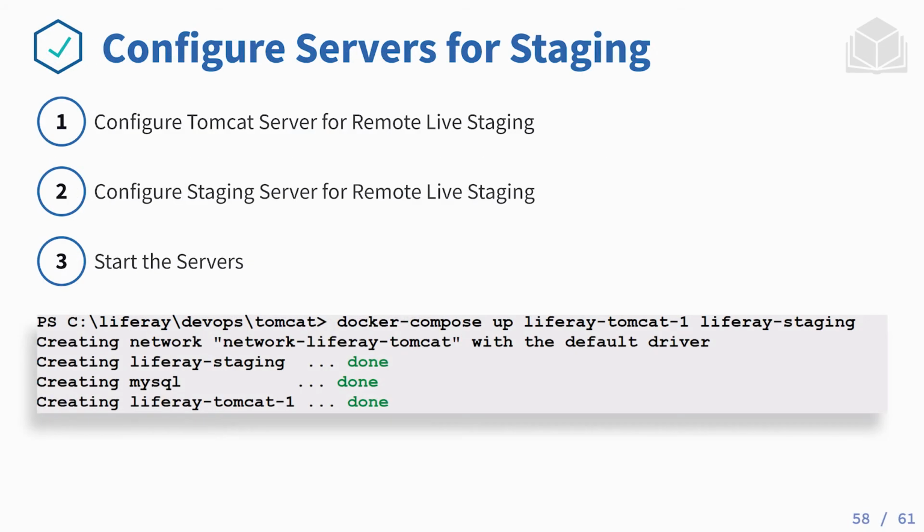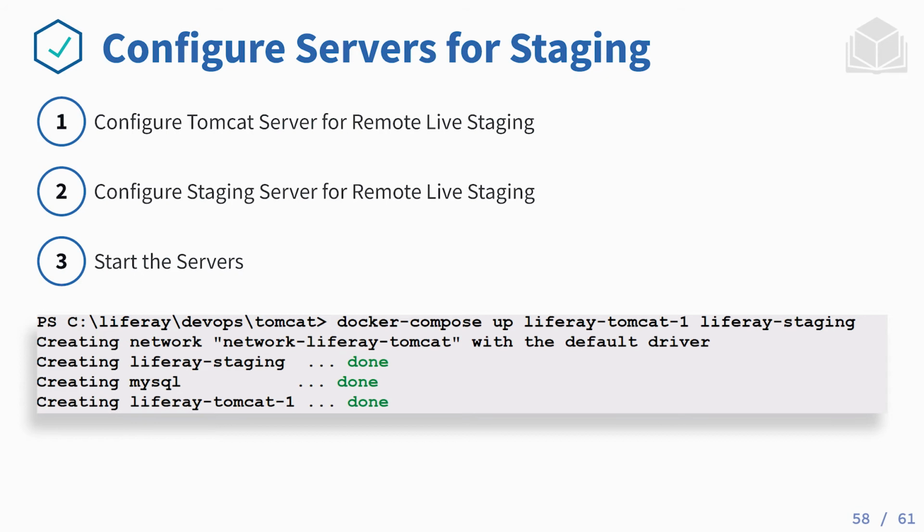Now configuring staging for local live is trivial. You can just switch it on and it's there. Configuring staging for remote live involves a few more steps. You'll need to have your Tomcat server ready for remote live staging. You'll need to configure the staging server the same way, or not quite the same way. And as I told you, this requires a configuration in portal-ext.properties. You're good for a restart, unfortunately.